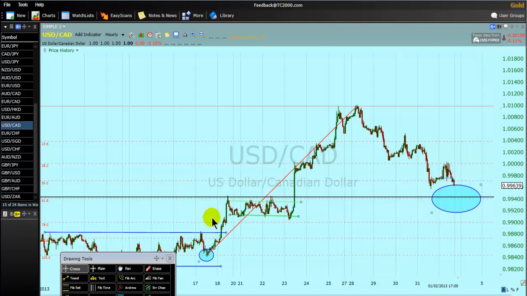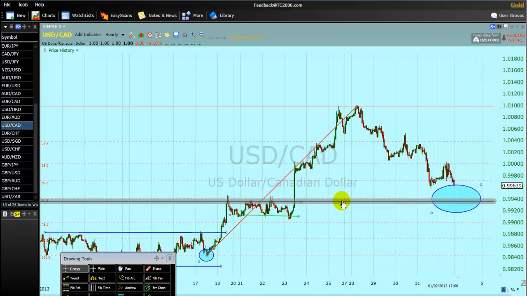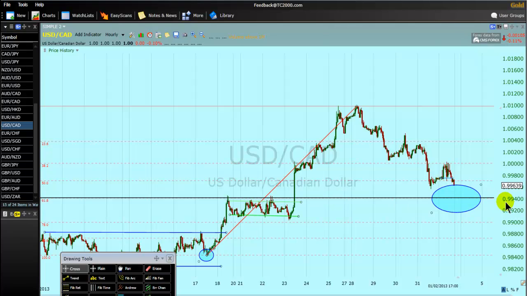The level I want you to watch next week, let's call it 9940. USD card 9940. Watch that level carefully. You see the price breaking, running fast, and then there was a consolidation here. 1, 2, 3, 4, 5, A, B, C, D, E, and then boom, boom, boom, boom, boom, up to this level.